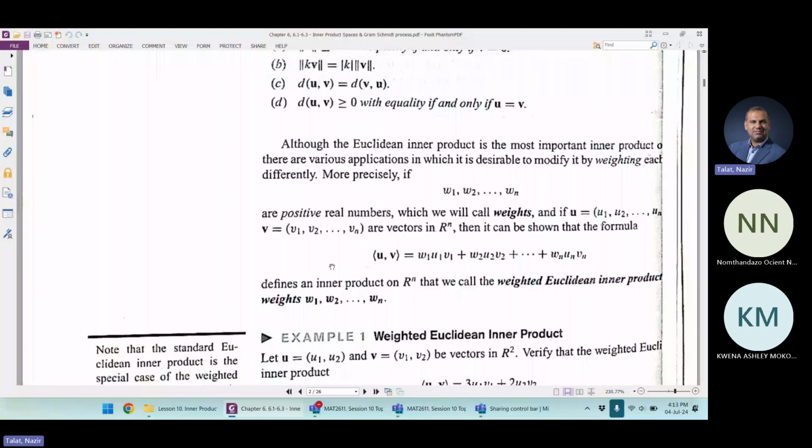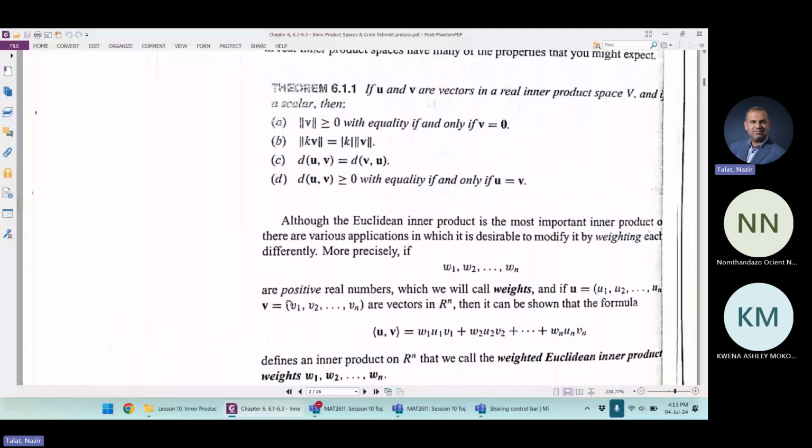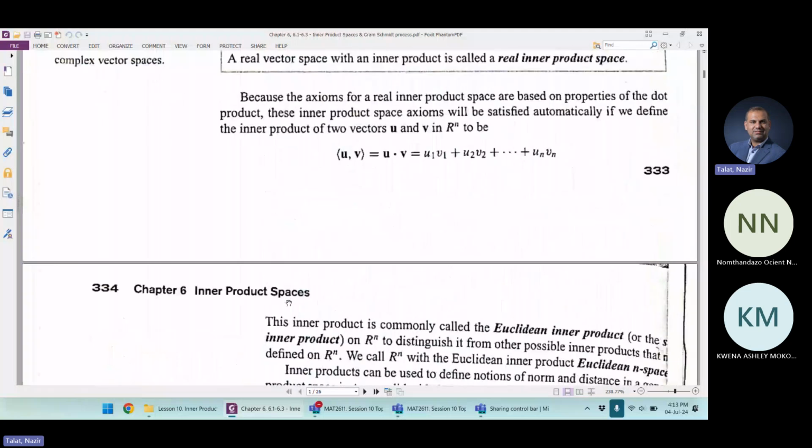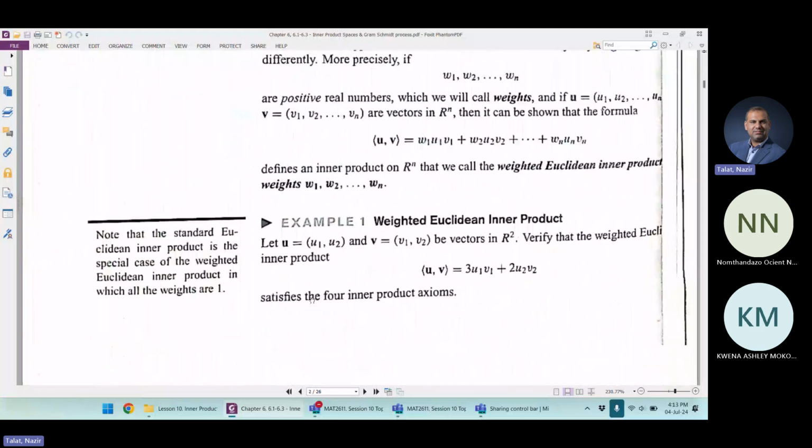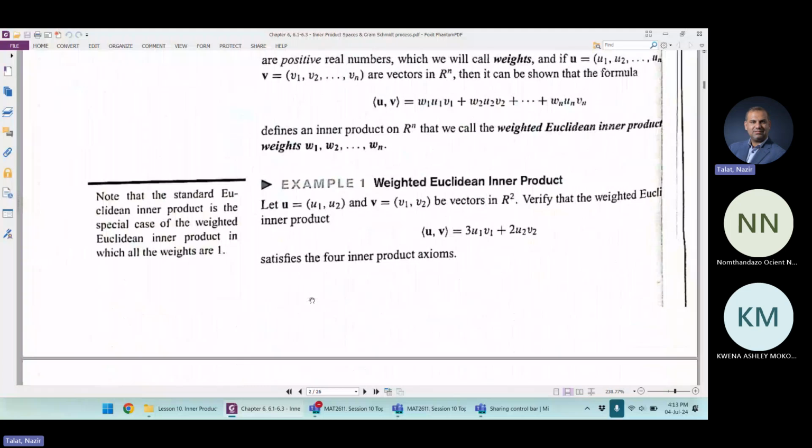If we have positive numbers, then we can assign another inner product, which is called the weighted inner product. For example, if you choose w1 equal to 2, w2 equal to 3, w5 equal to 6, whatever they are, it becomes an inner product because it fulfills all the conditions of an inner product. So this is called the weighted inner product. This is an example of a weighted inner product.